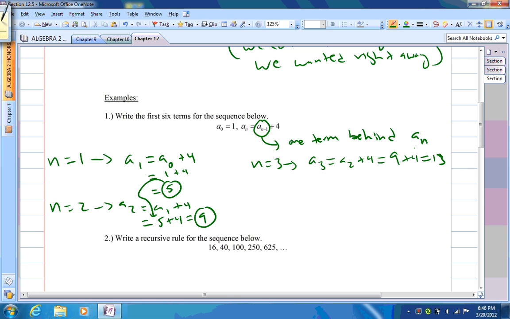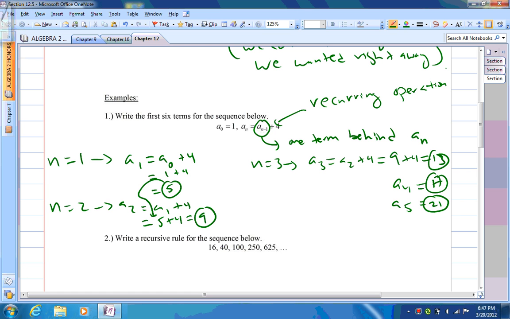So I think you start to notice a pattern. It seems like we're adding 4 every single time. So my guess is that a4 will be 17, and a5 will be 21. Because of the plus 4, that's why it's called recurring, or recursive. It's a recurring operation. We're simply adding 4 every single time. That's all. And the first one we had was 1. So 1, 5, 9, 13, 17, 21.